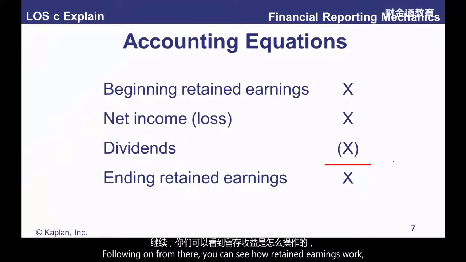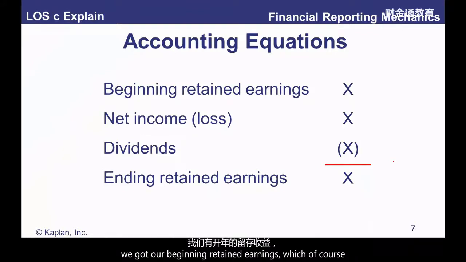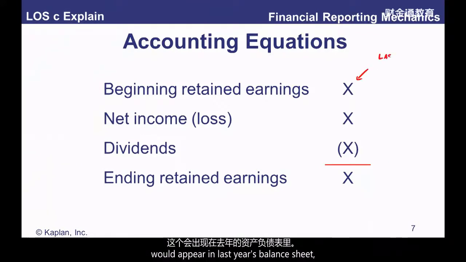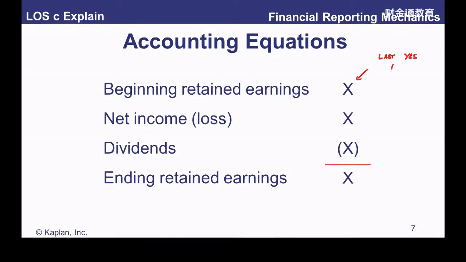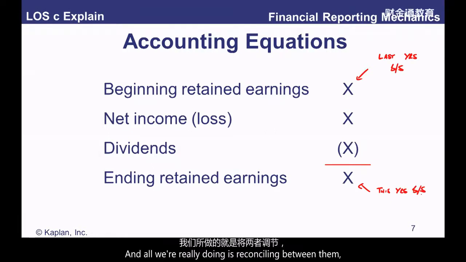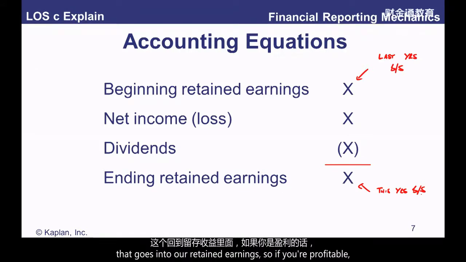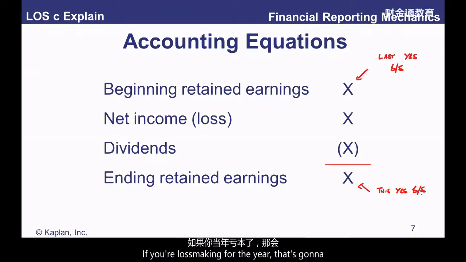Now, following on from that, you can see how our retained earnings work. We've got our beginning retained earnings, which would appear in last year's balance sheet, and we've got ending retained earnings, which appear in this year's balance sheet. All we're really doing is reconciling between them. Notice how our retained earnings are changing. Net income from the income statement goes into our retained earnings. If you're profitable, that's going to increase retained earnings. If you're loss making for the year, that's going to reduce retained earnings.